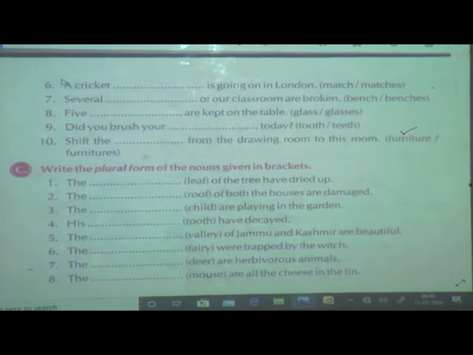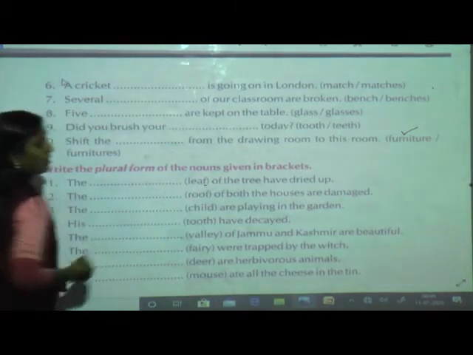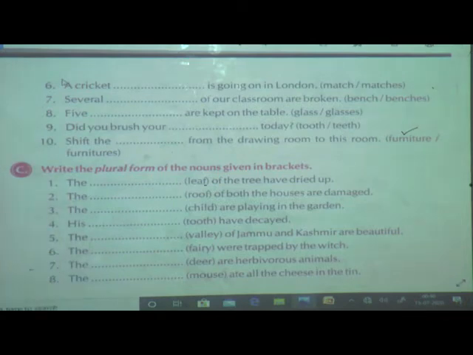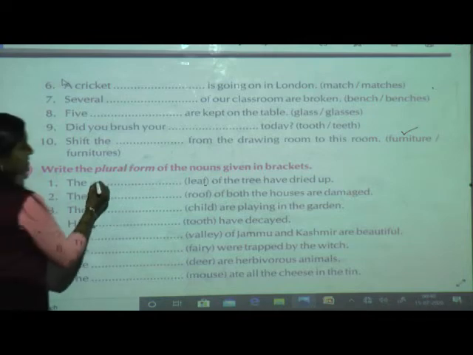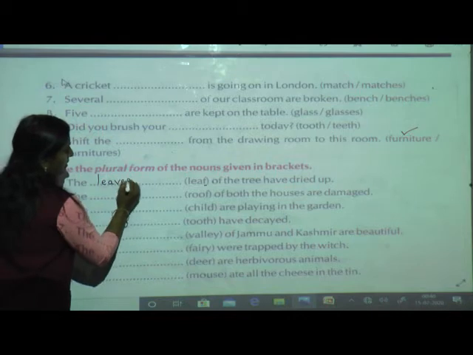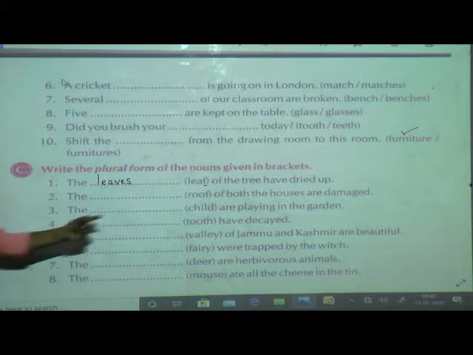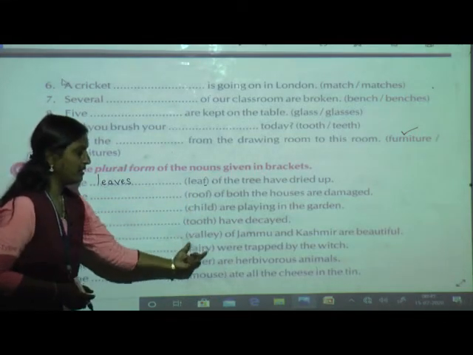So ready? The dash of the tree have dried up. Now here which noun is here? Leaf. So the noun ends with F. So when a noun ends with F, what you have to do? You have to drop that F and you have to add VES. So what will be our answer? L-E-A-V-E-S. So the leaves of the tree have dried up. So students only have to stress on the nouns which is given in the bracket.